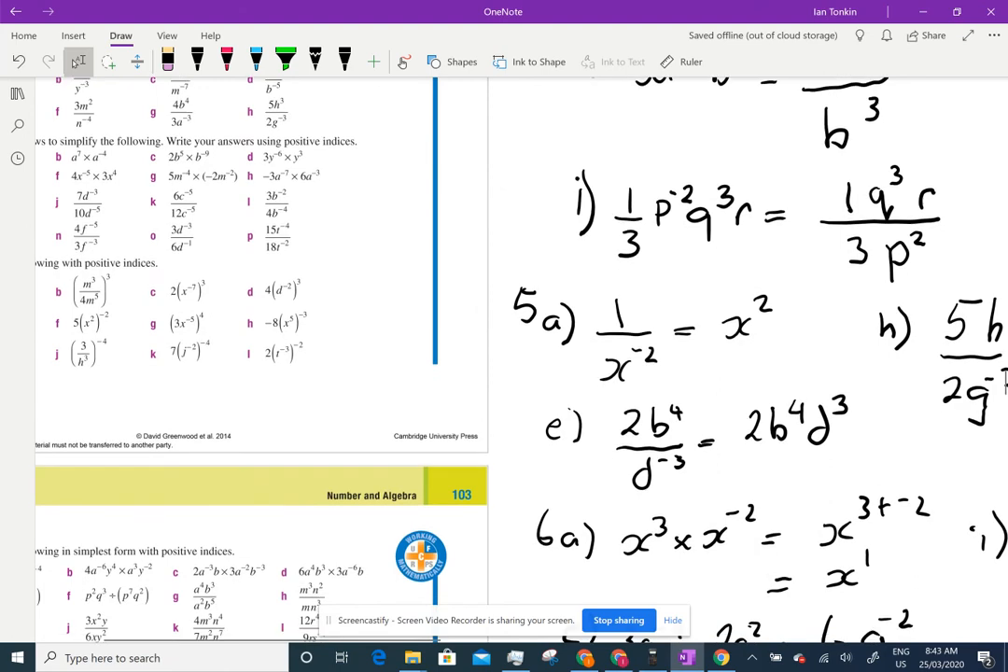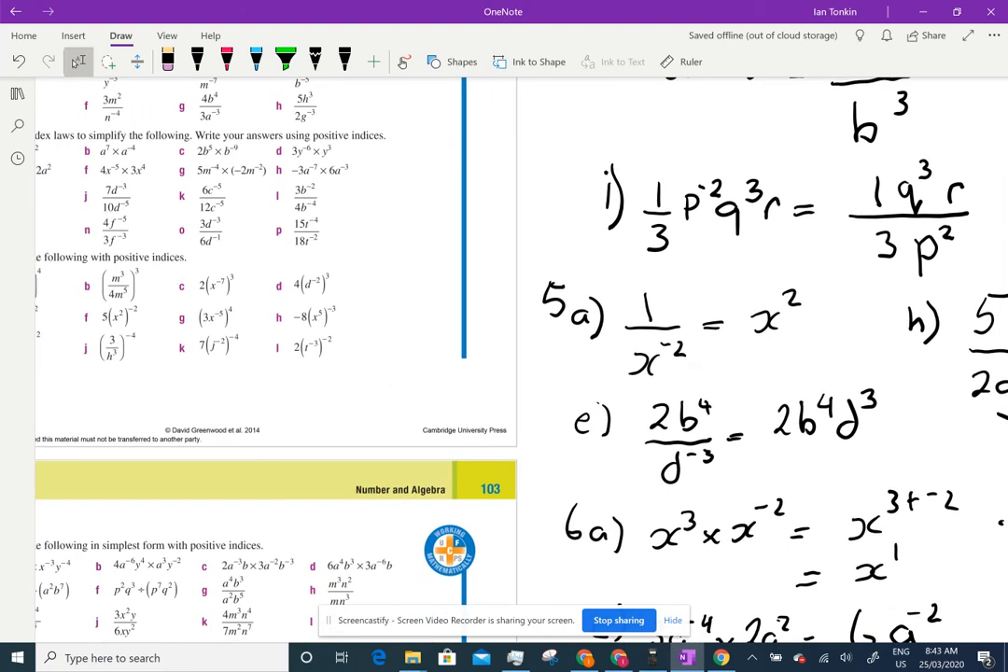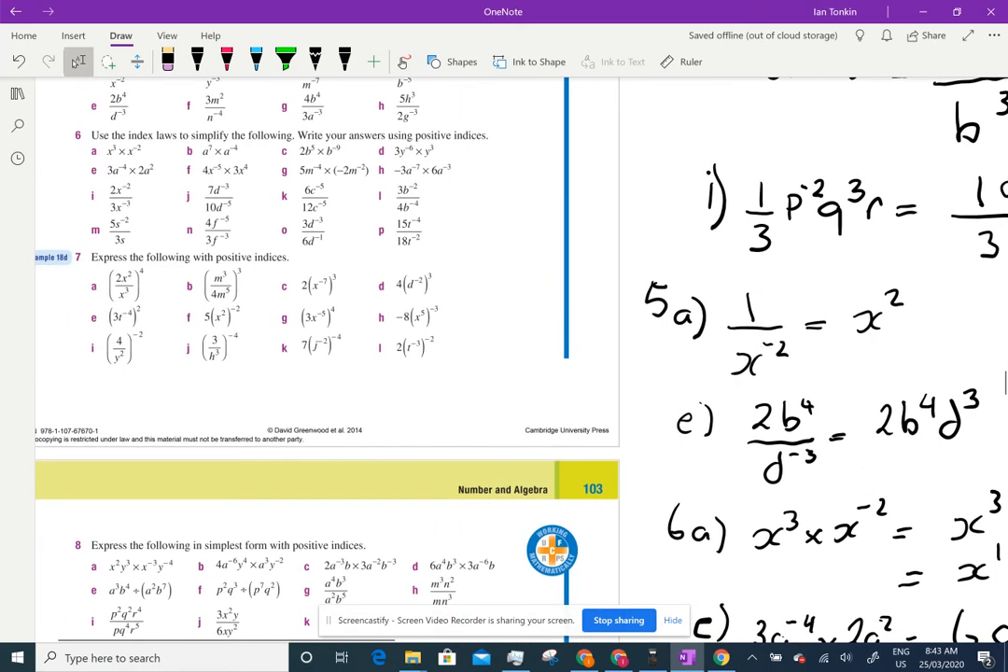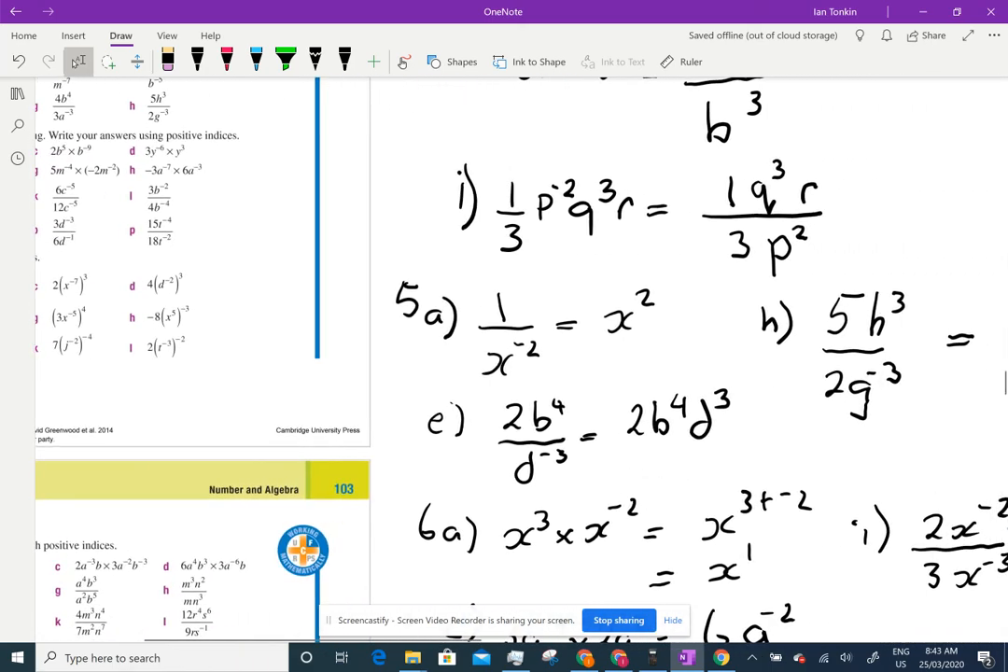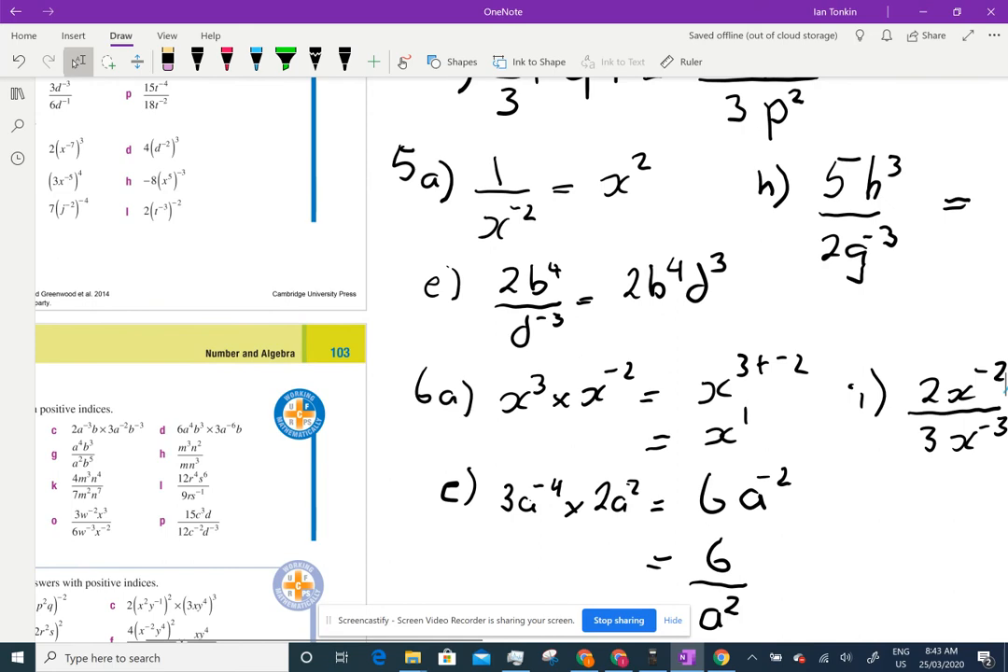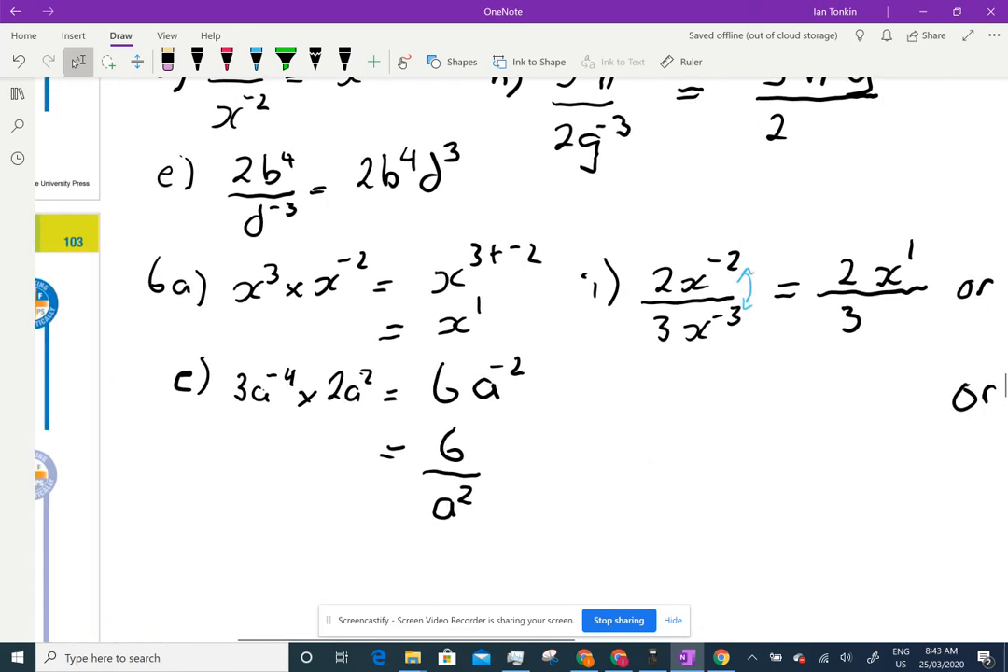Now, if I'm just going to look at those, I'm going to see if you're going to have trouble, because you probably will. Yep, you're going to have trouble with P. So I'm going to do P for you. You go and have a crack at it, see if you get the same answer as me. So P is 15t to the negative 4, 18t to the negative 2.